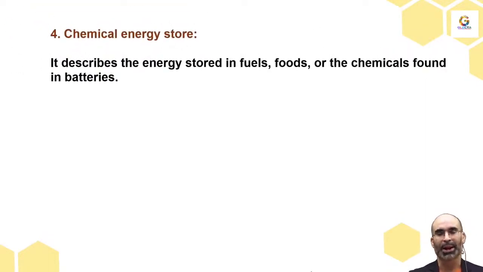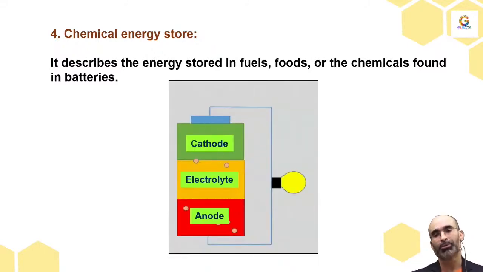Now, chemical energy store. We all know that food we consume, and we have got our energy so that we can do whatever we do in our daily life. So that sort of energy that is stored and associated with the food is chemical energy. And chemicals found in the battery is also a sort of chemical energy, right? Fuel also is a sort of chemical energy.